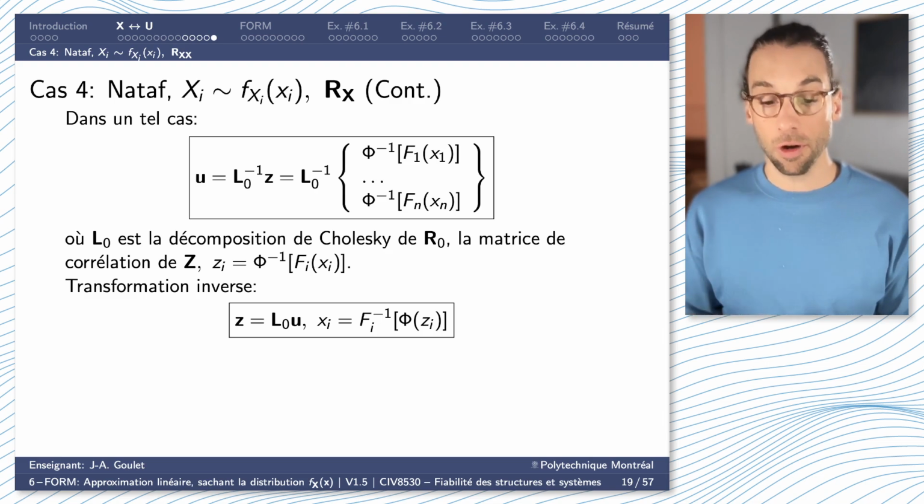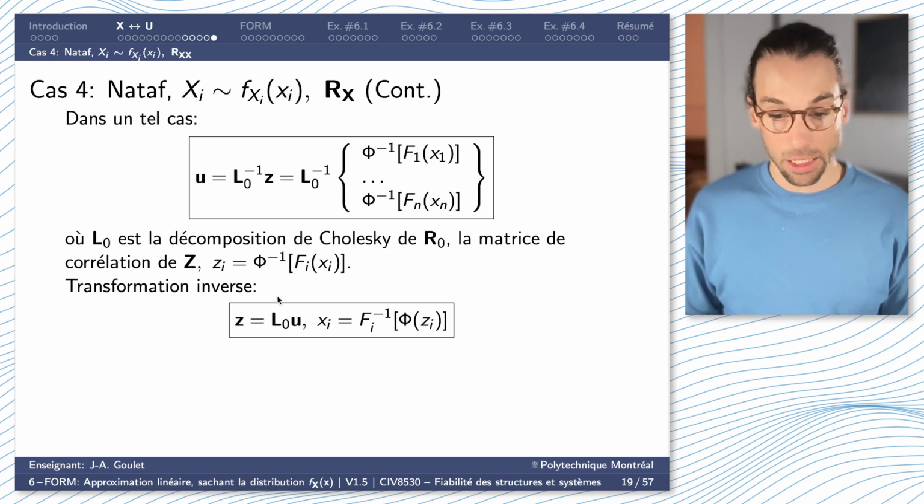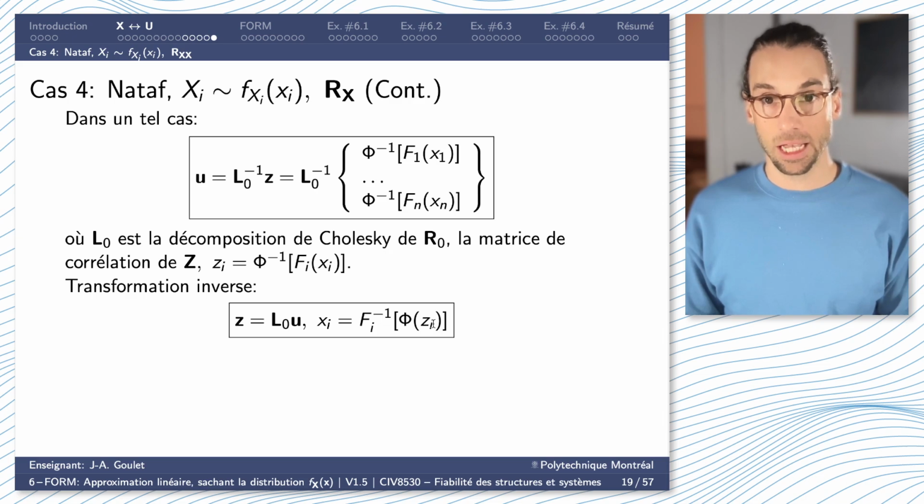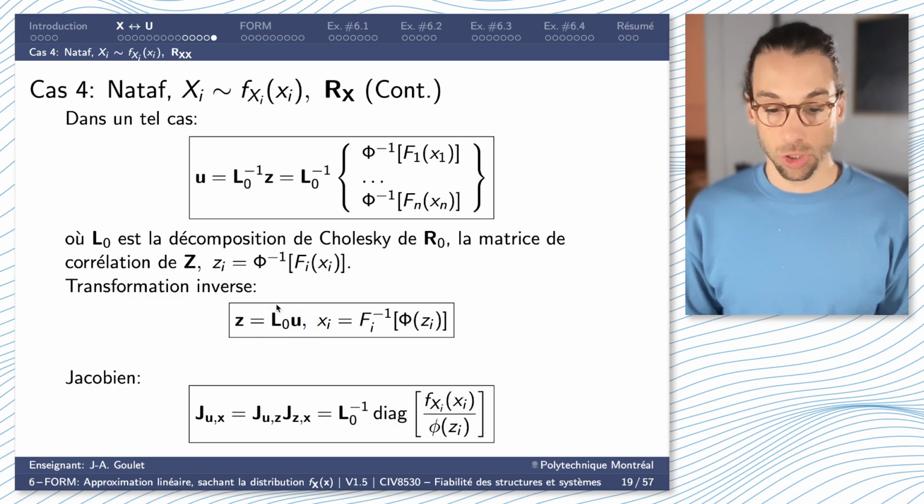So if we want to reverse that transformation, we can simply say from Z to X is going to be the CDF inverse of that quantity. And if we want to go from U to Z, it is simply multiplying U times that Cholesky decomposition. So the inverse of what we had here.